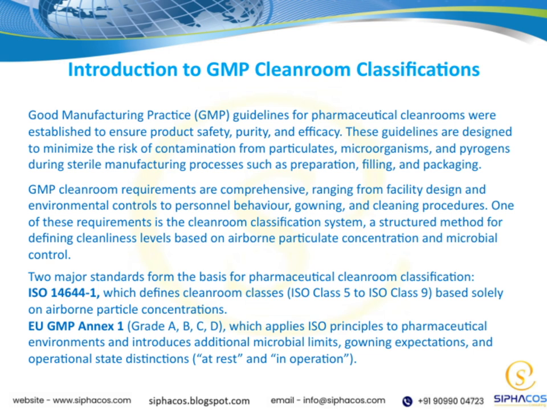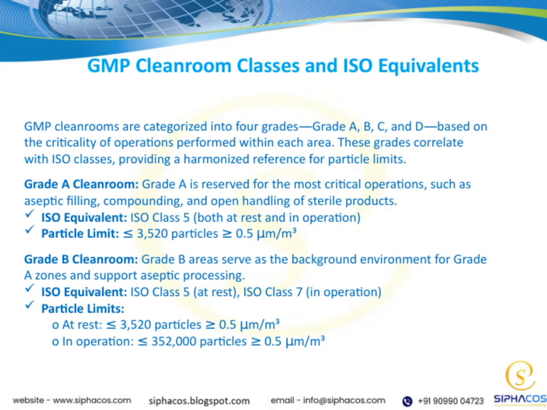The second is EU GMP Annex 1, which applies similar principles but also incorporates microbial limits, gowning expectations, and operational states, such as at rest and in operation. Together, these standards help us maintain the strict cleanliness levels required for pharmaceutical manufacturing and ensure consistent product quality and safety. Now, let's look at how GMP cleanrooms are classified into 4 different grades: Grade A, B, C, and D, based on the criticality of the operations taking place inside each one.